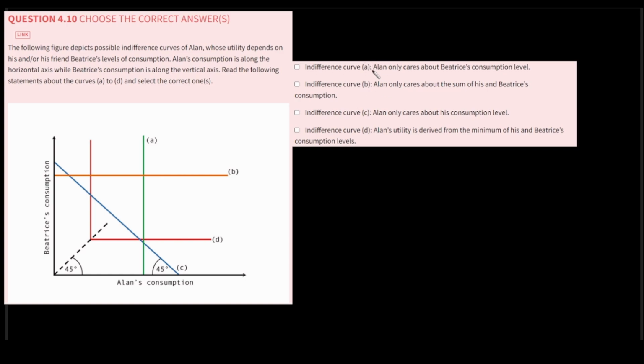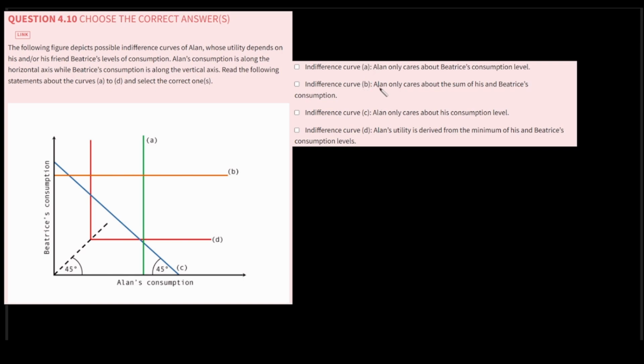Indifference curve A: Alan only cares about Beatrice's consumption level. No, we just said when we went through this that A was Alan only cares about Alan's consumption. Whatever Beatrice does, shoots off to infinity consumption, shoots down to 0 consumption, has 0 impact on Alan's happiness. Alan does not care. So that is false.